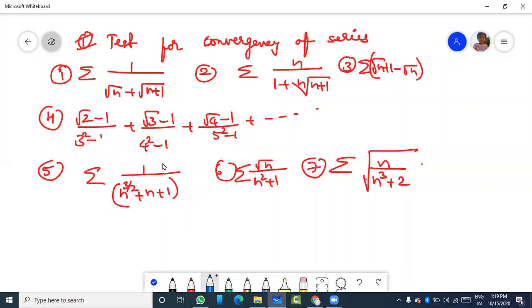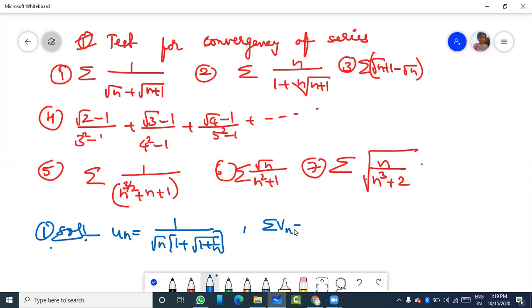See here the problem. How to find out the test for convergency of the series sigma 1 by root n plus 1. Here we take un, the first solution. Un equal to 1 by root n taking common, 1 plus under root of 1 plus 1 by n. Here you can choose sigma Vn is equal to 1 by root n. Then in the denominator, root n gets cancelled. We know the limit value of 1 by n is 0. We are getting 1 by 1 plus root 1, which is 1 by 2. It is not equal to 0.